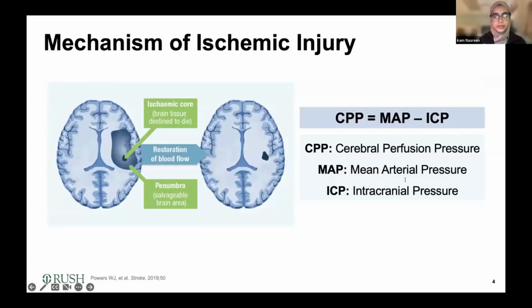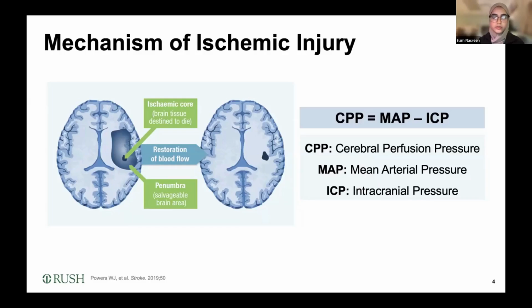For the ischemic subtype, I'm going to go through the mechanism of injury and how blood pressure plays into it. In an acute ischemic stroke, a clot obstructs blood flow to a specific area of the brain. On the left-hand side of the screen, you can see a darkened region that represents the ischemic core, and that's where brain tissue is irreversibly damaged due to the lack of oxygenation. Surrounding this is a penumbra, an area of compromised but still viable tissue. Salvaging as much of the penumbra as possible is the primary goal of our therapeutic interventions.